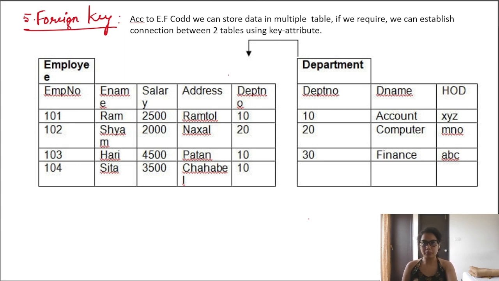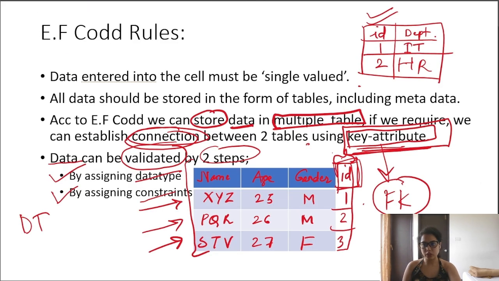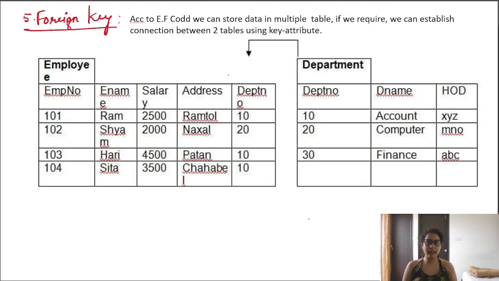Okay. So do you remember that in one of the EF Codd rules, it is mentioned that we can have multiple tables. So in this example, taken as one employee table and one department table, we can store data in multiple tables. And if we require, we can establish a connection between the two tables. How? By using a key attribute.